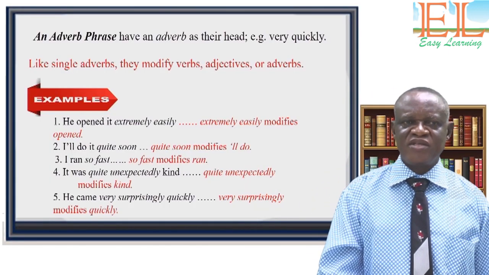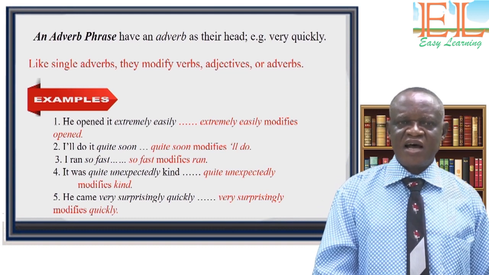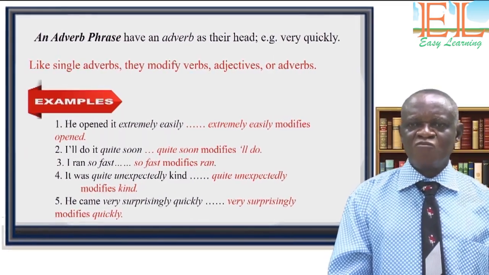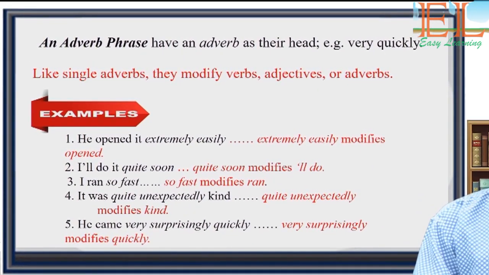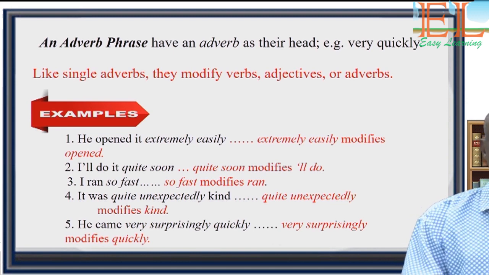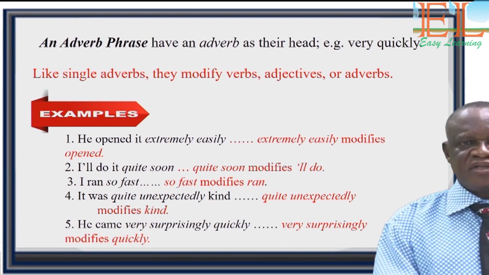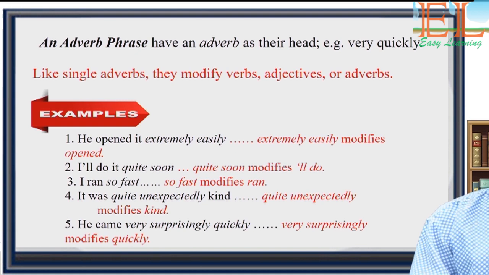As we've learnt already, an adverb phrase has an adverb as its head. For example, very quickly. Like single adverbs, they modify verbs, adjectives, or adverbs. Let us examine these examples. 1. "He opened it extremely easily." In this sentence, we have extremely easily, an adverbial phrase modifying the verb opened.